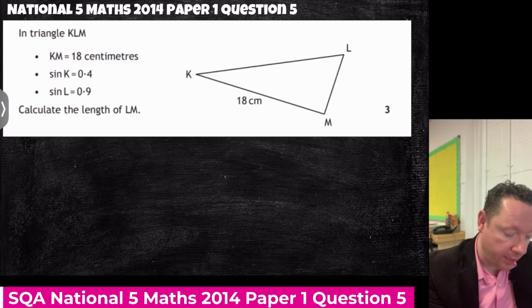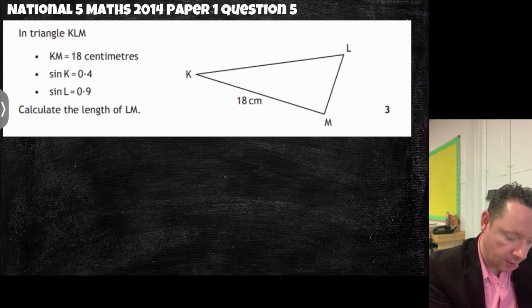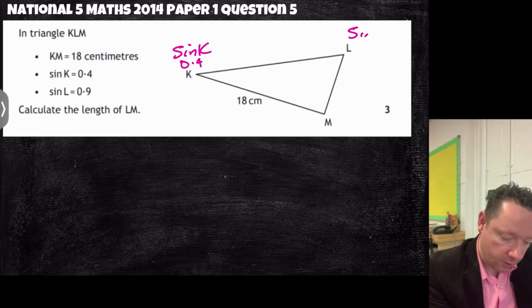SQA National 5 Maths 2014 Paper 1 Question 5 on the sine rule. It says triangle KLM. KM is 18 centimetres. Well, it's there. It says the sine of K is 0.4 and the sine of L is 0.9. Let's take a note of that at its points. So sine K is over here, which is 0.4, and sine L is over here, which is 0.9.